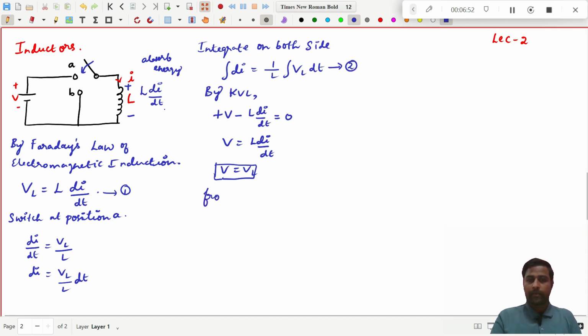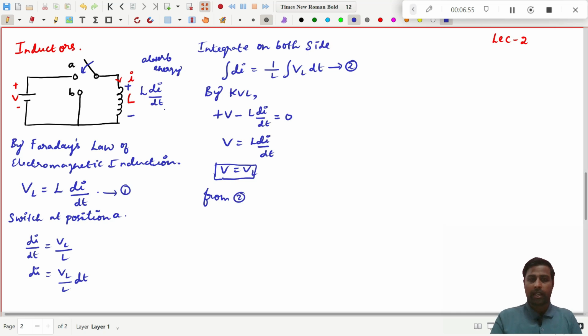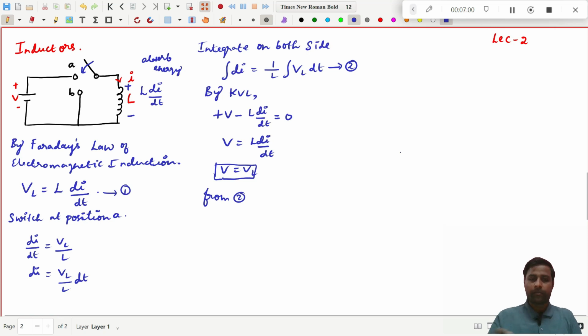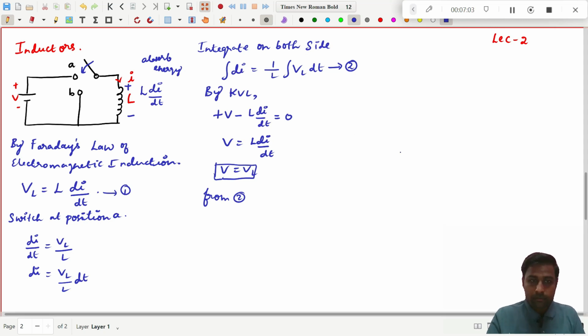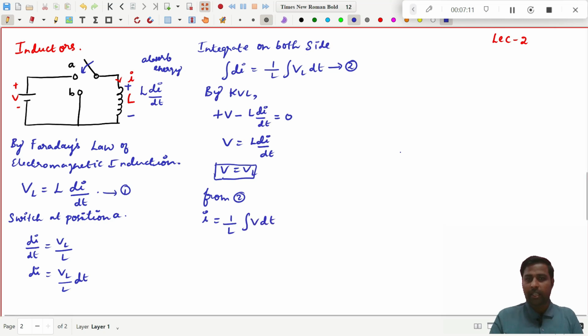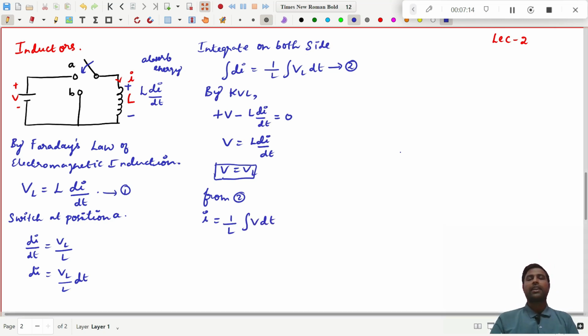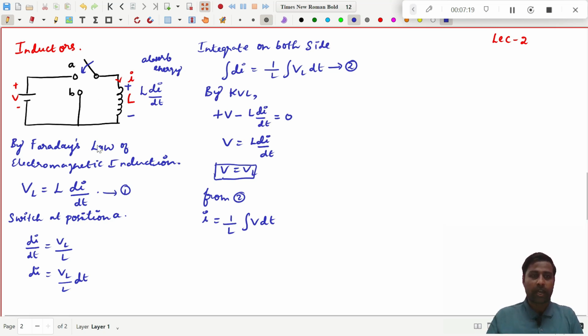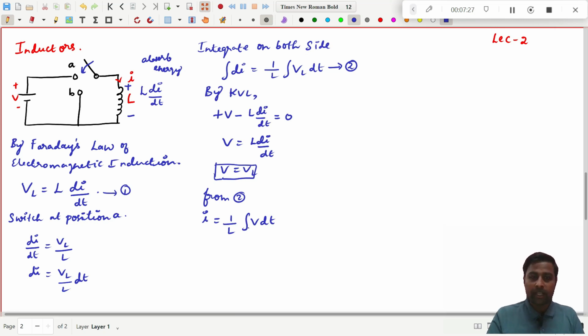From 2, you can write the integration of di, which will be I, equal to 1 by L integration of V into dt. That's all. This is the final current expression in this loop: I is equal to 1 by L integration of V dt. And what is the limit of this integration? This limit will be equal to what?